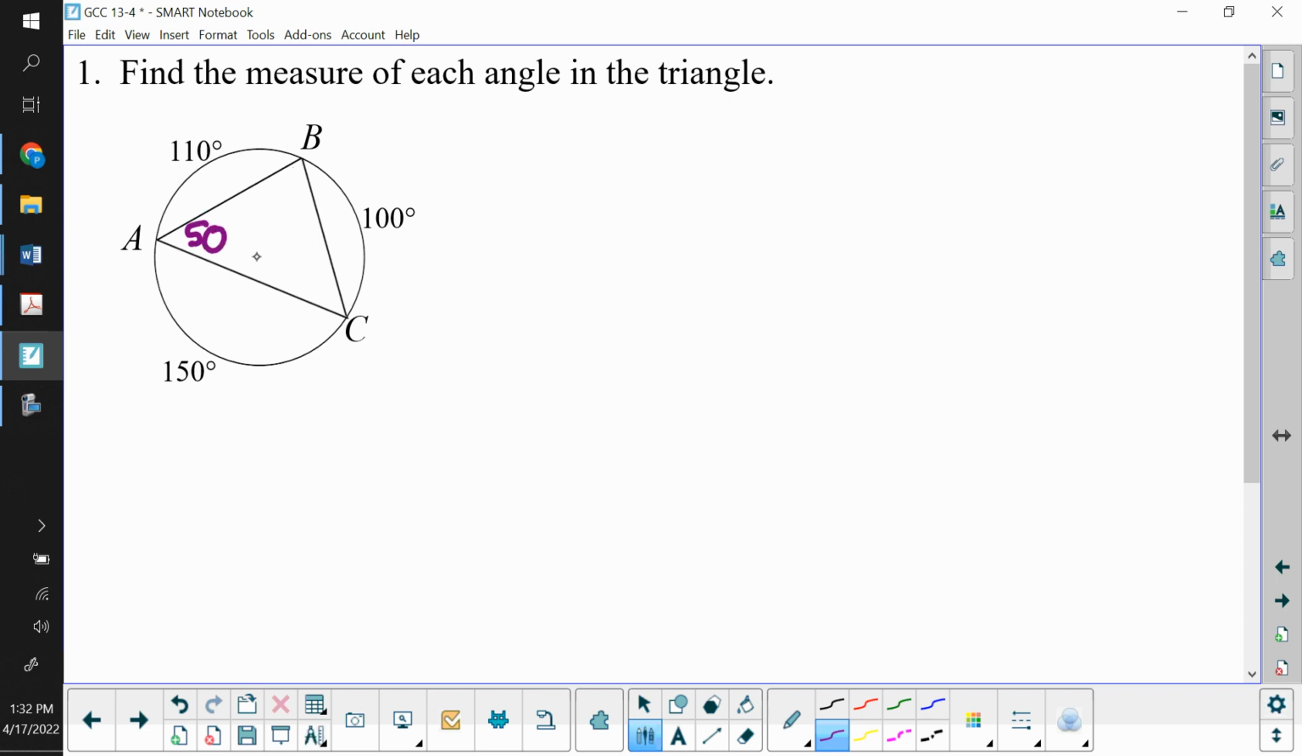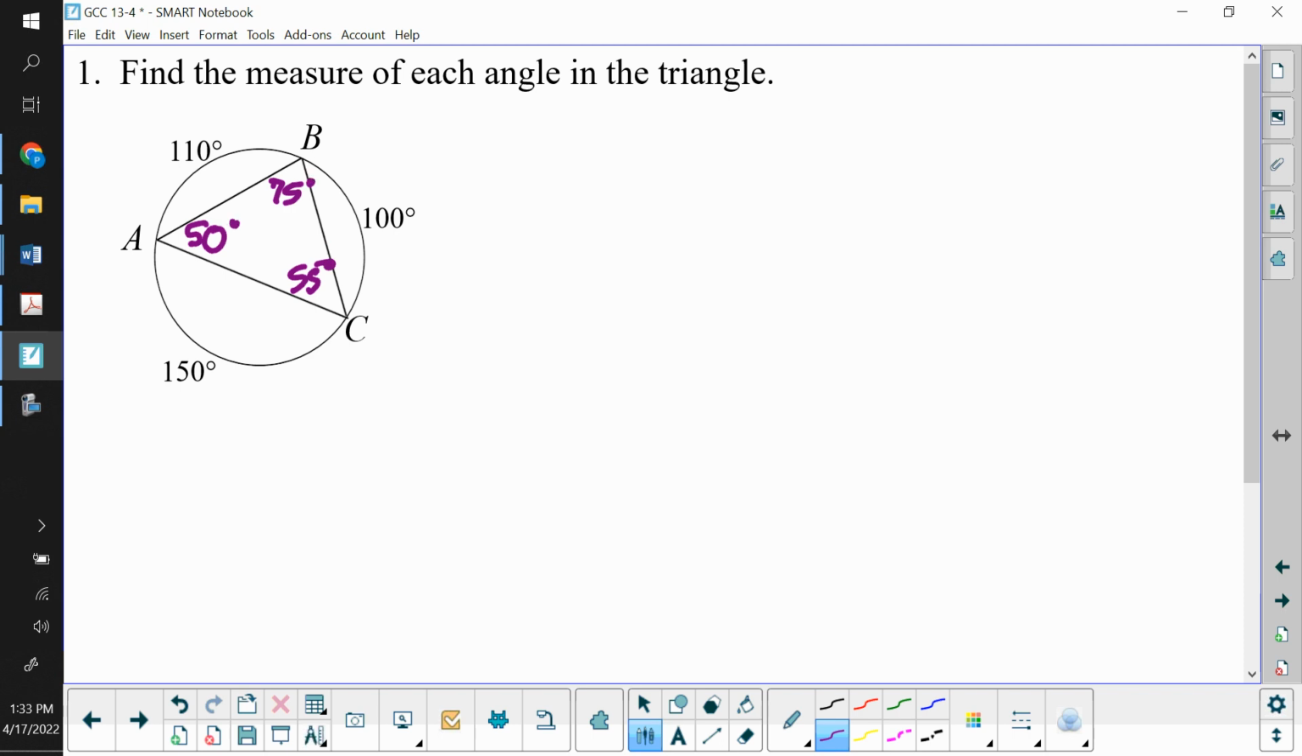Angle B is an inscribed angle because the vertex is on the circle. And angle B opens up to the 150 degree arc. So angle B would be half of that measure, so 75 degrees. And then C is half of the 110 that it opens up to, so 55 degrees.